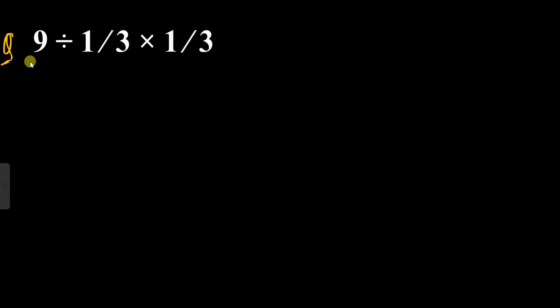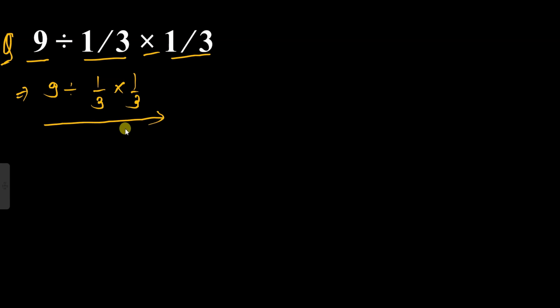The question is 9 divided by 1/3 times 1/3. Let's rewrite it as 9 divided by 1 by 3 times 1 by 3. Now, if we solve further, we'll check from left to right. First priority is division, so we'll do the division first. Second priority is only multiplication.